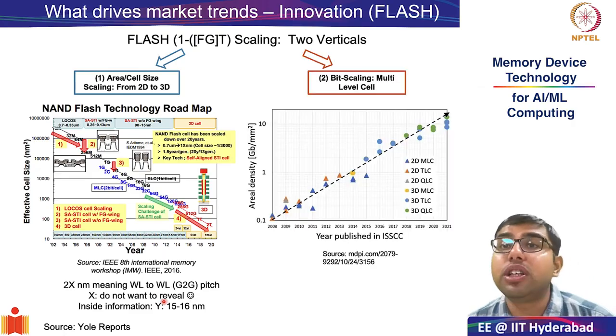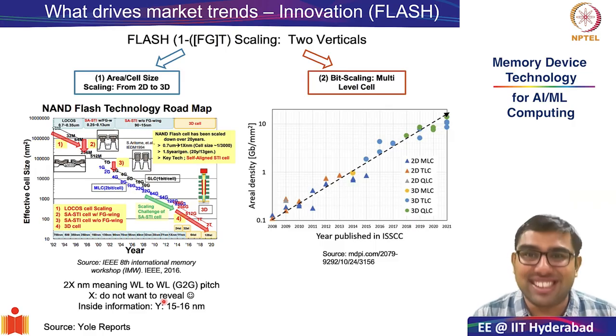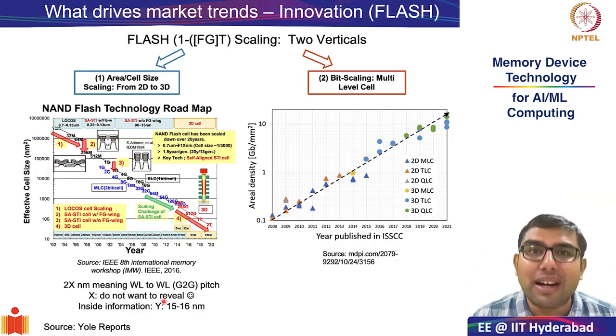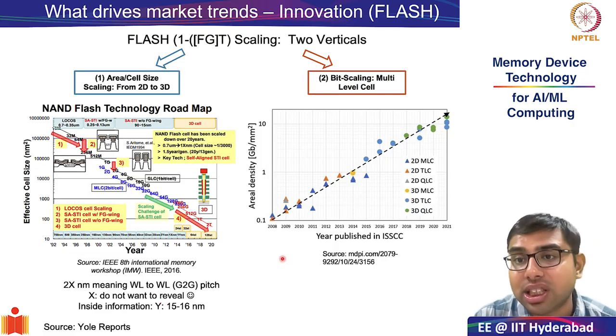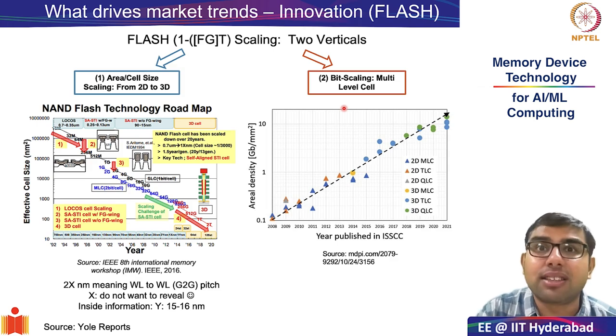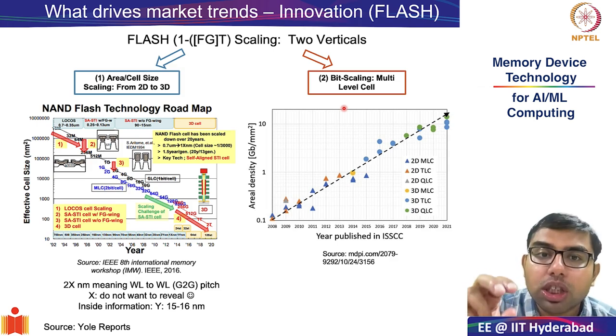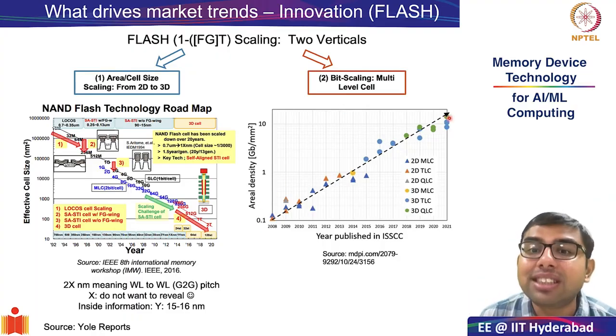The second part of the story: while you were trying to make the row houses into multi-storied buildings, the other level of scaling that you were doing in the NAND flash is trying to accommodate more number of logical bits into the same charge trapping transistor. And this is the story which has also enabled more areal density.